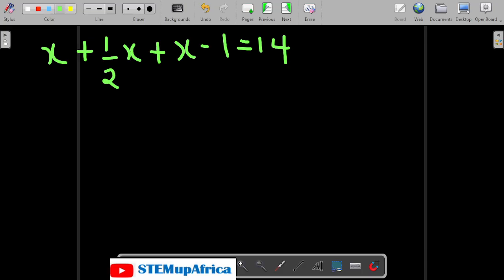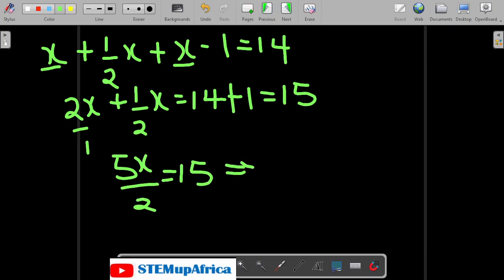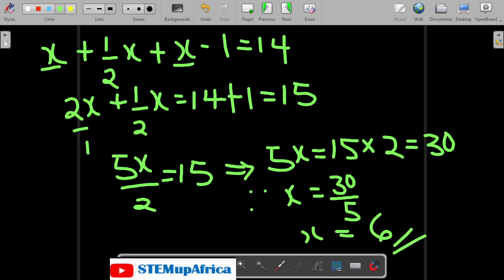So I'll collect like terms and add those I can add, x to this x. That will give me 2x plus 1/2x equals 14 plus 1. That will give us 15. Here it's over 1. I take LCM. That will give us 5x over 2 equals 15. So I can find my x from here. So I'm having 5x equals 15 times 2. That will give us 30. Therefore, x is now 30 over 5. x will give us 6.